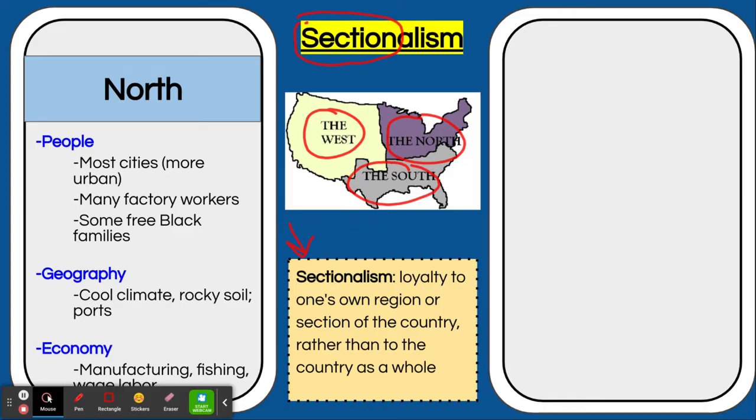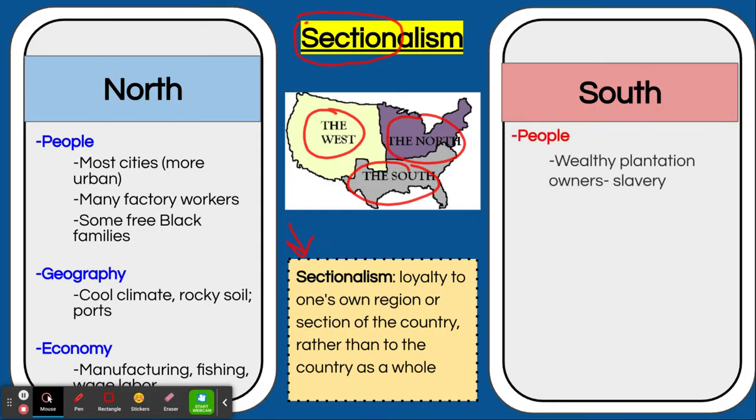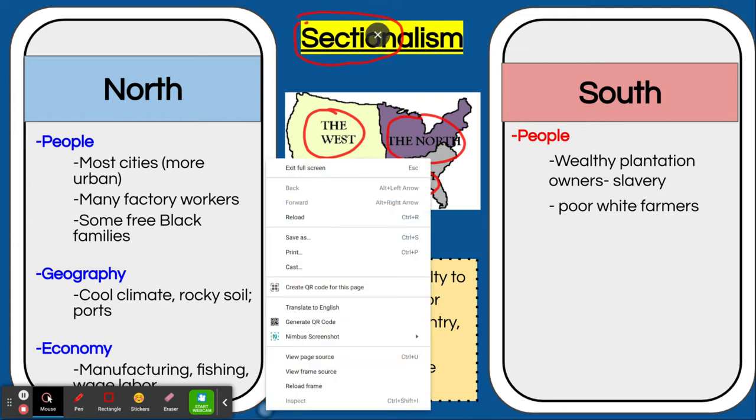When we take a look at the South, there is a completely different way of life. And mostly it's economic, which then affects the social part of it. So the people were different. Wealthy plantation owners depended on slave labor. Okay. There were also poor white farmers. We sometimes get the wrong idea that every person was a plantation owner in the South, and that is not true. It was a very small percentage that owned most of the wealth in the South and most of the slaves.